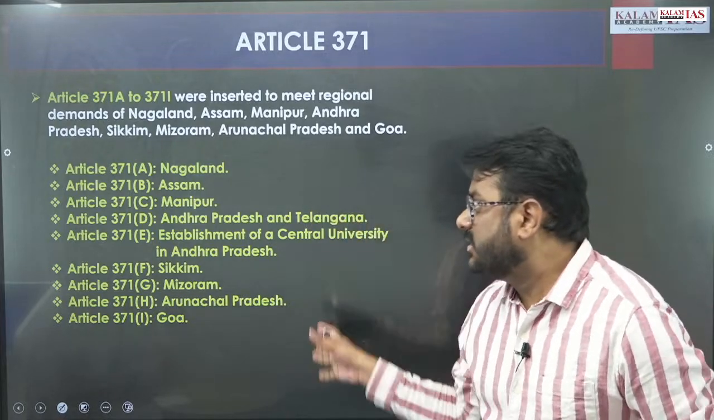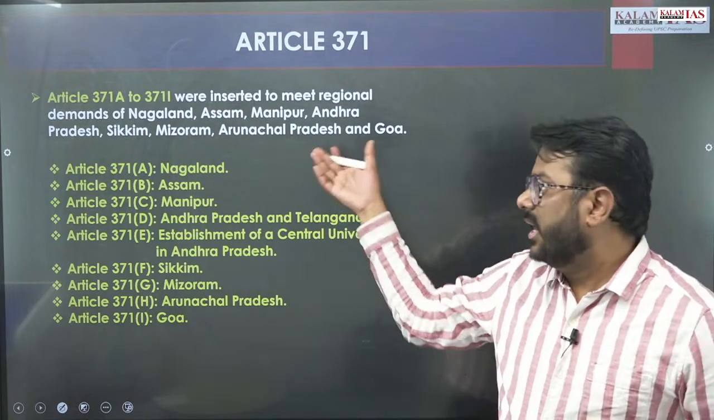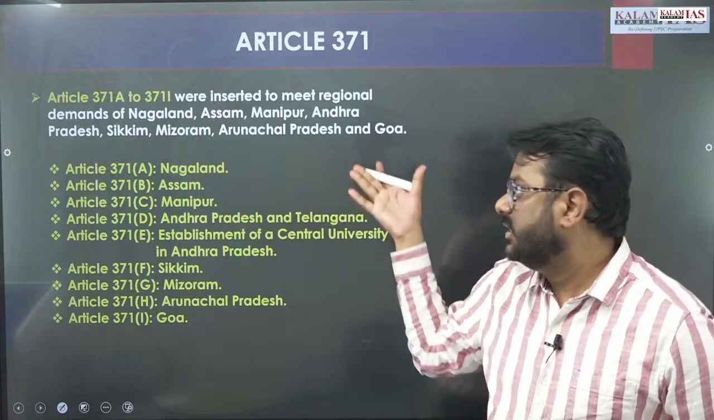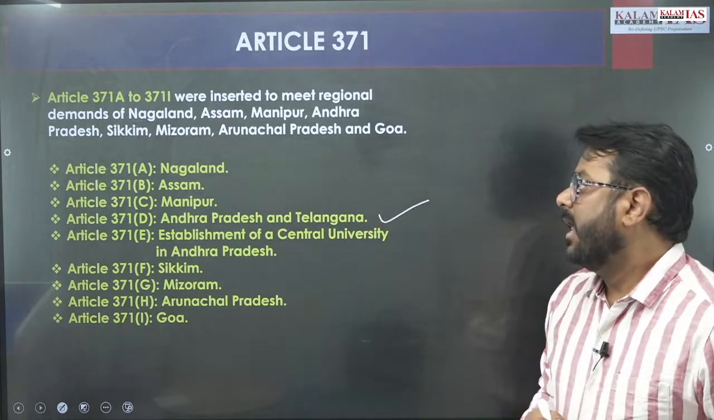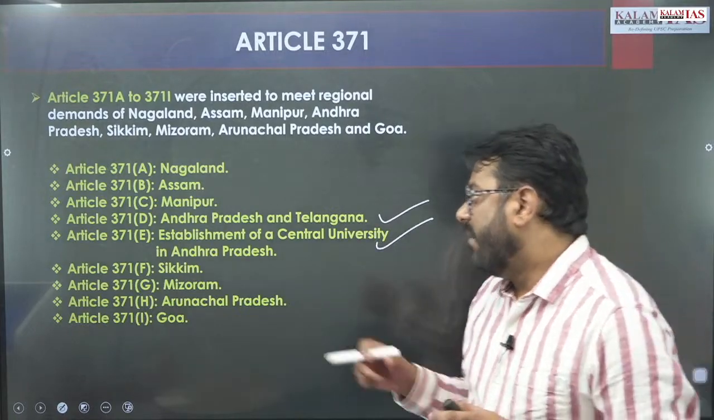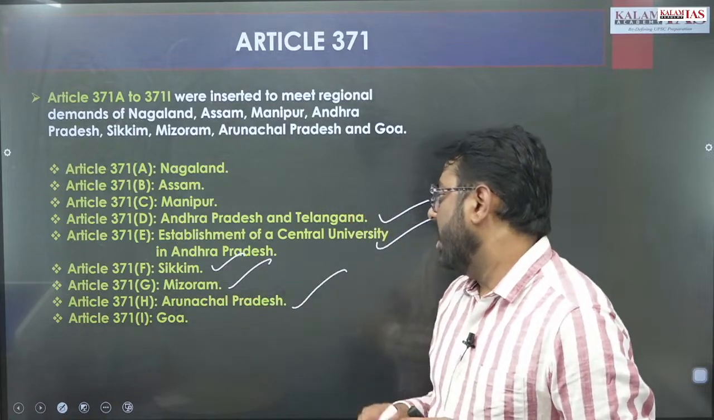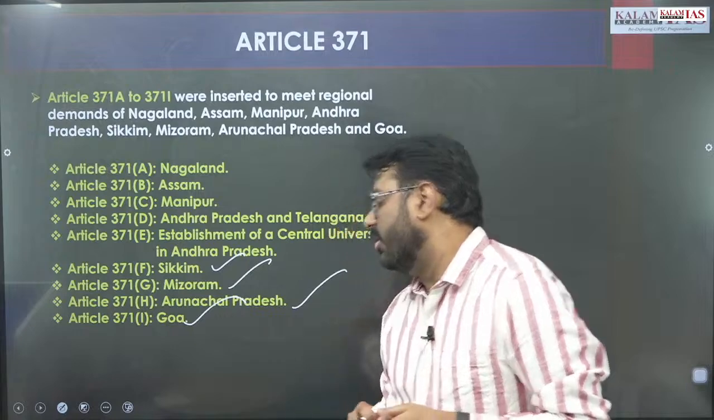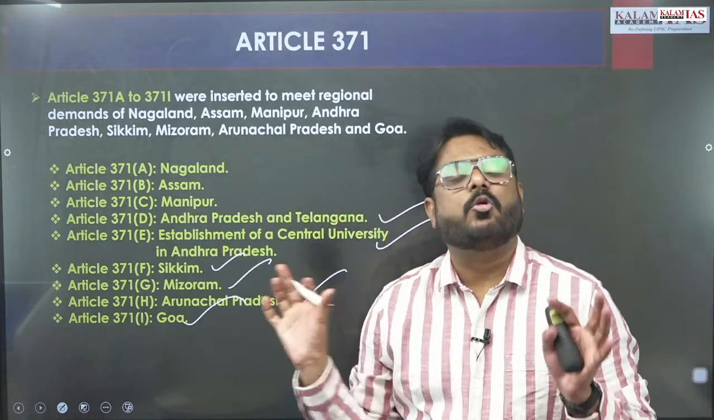Please remember this, that Article 371A talks about Nagaland, B talks about Assam, C talks about Manipur, D talks about Andhra Pradesh and Telangana, E talks about the establishment of a central university in Andhra Pradesh, F talks about Sikkim, G talks about Mizoram, H talks about Arunachal Pradesh and I talks about Goa.